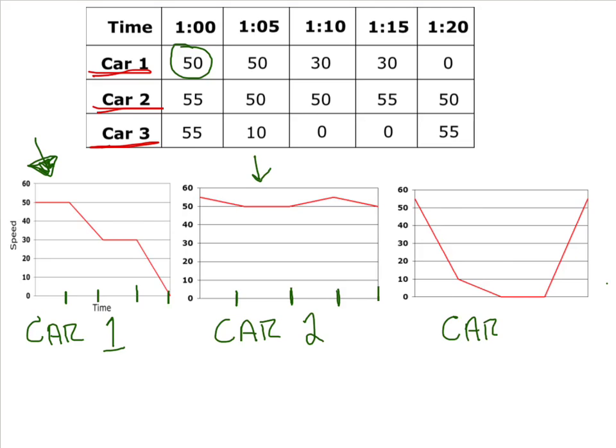And our last one, obviously the only one we have left, is car 3. But this is the one that we said was the one where he made the cell phone call. So let's take a look. 55. Then he goes down to 10. Then at 110 he's stopped. Okay, this is where he's making his phone call right here. 115 he's still stopped. And then at 120 he accelerates back up to 55. So all we're doing there is interpreting a table and turning it into a graph. Easy enough. Alright, I think you guys can do that. Good luck.